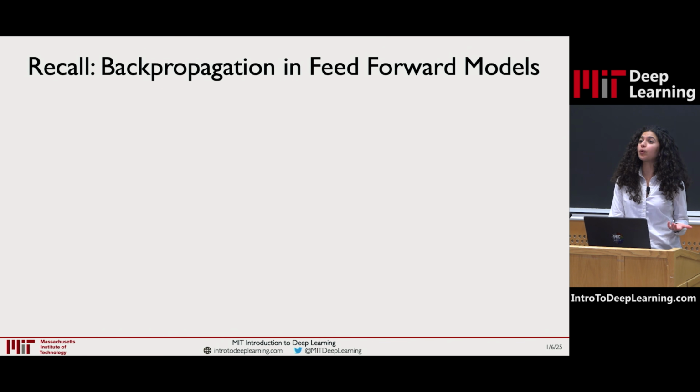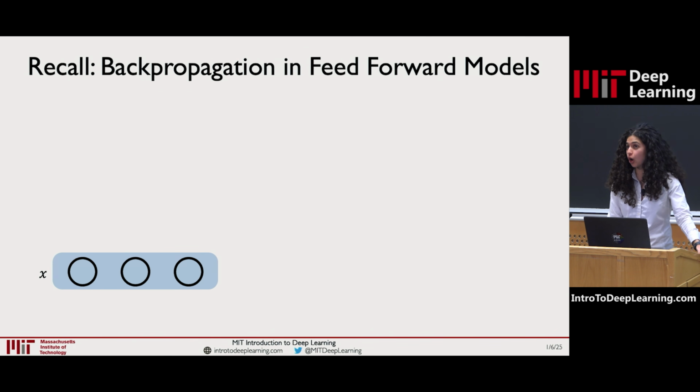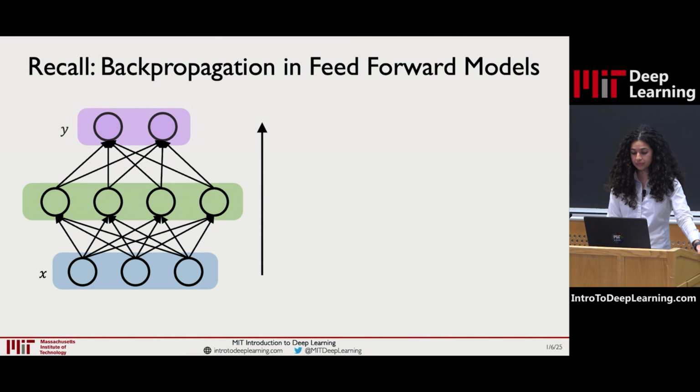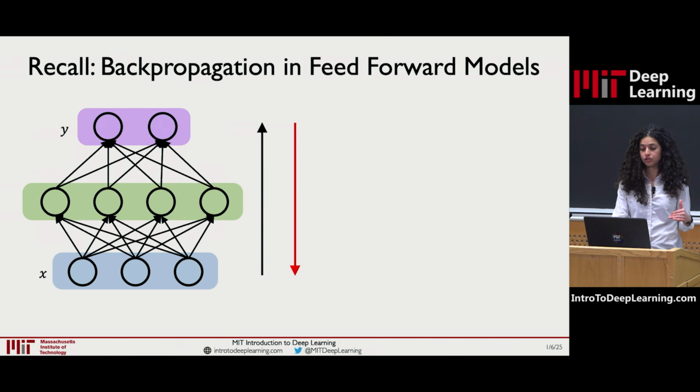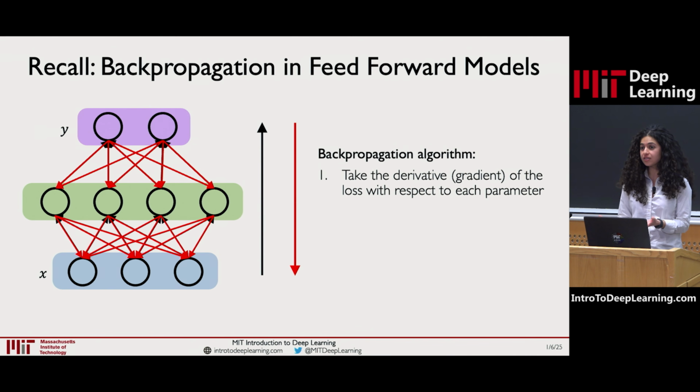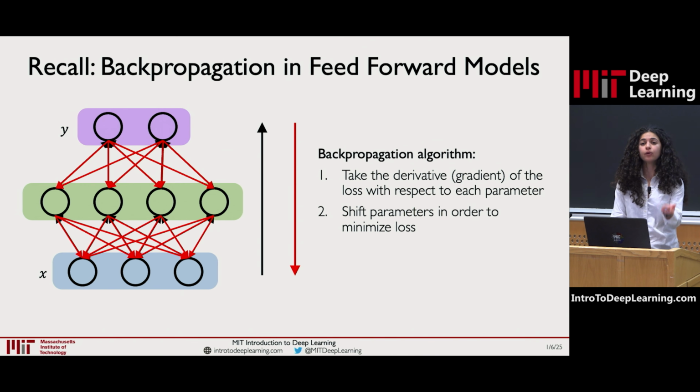Let's go back to how we train our feed-forward models. We first take our inputs, and we make a forward pass through the network going from input to output. To actually train the model, compute loss and backpropagate gradients, we do this backwards through the backpropagation algorithm, by taking the derivative of the loss with respect to each of the parameters and each of the model weights in our network. And then we adjust and move those parameters in the direction that will minimize the loss.